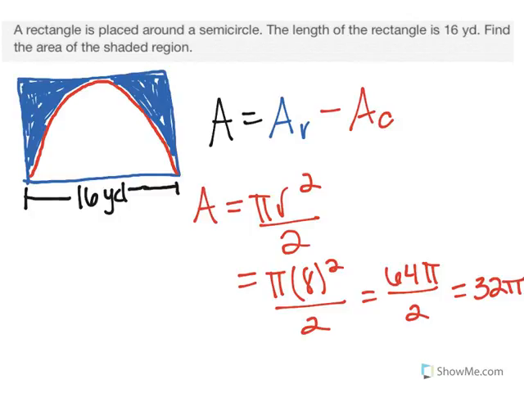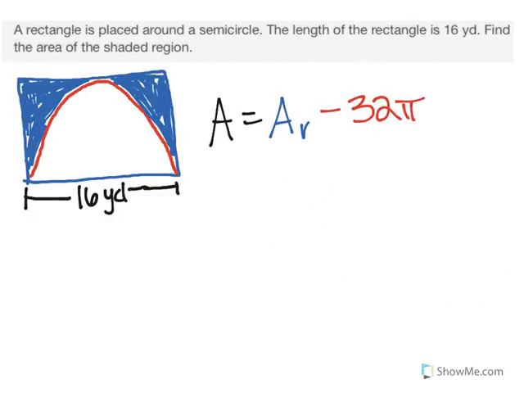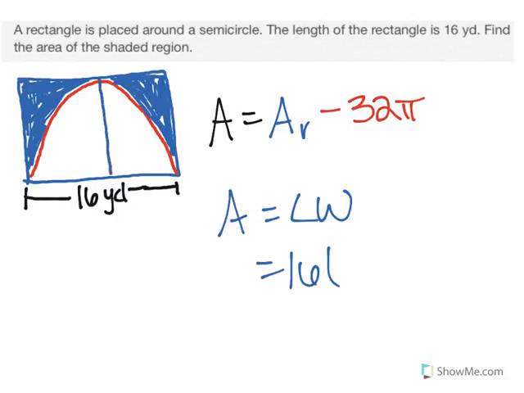which means that the area of our semicircle is 32 pi. And now finding the area of the rectangle, we know that area equals the length times width. So we're told that the length is 16, and the width we're not given here, but since we have this semicircle on the inside, we know that the width has to be the same as the radius, and we already figured out that the radius is 8. So this is 128.